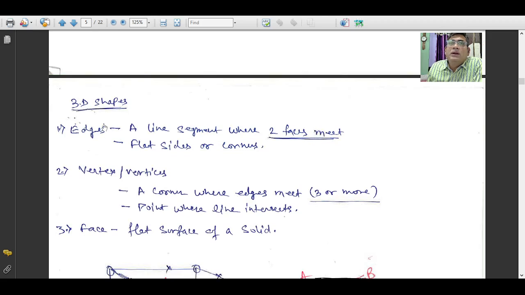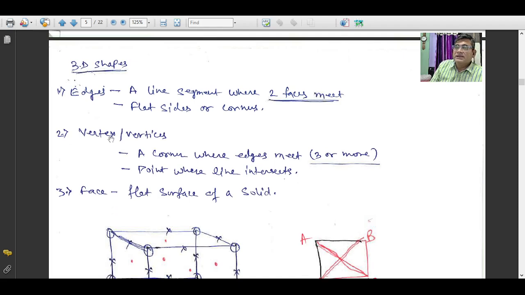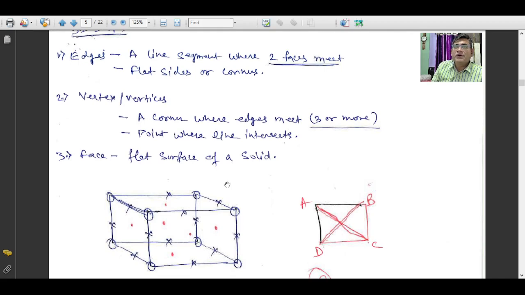Now 3D shapes. So edges are there. What is edge? A line segment where two faces meet. Flat sides of corner. I will give you an example. You have to remember this. Vertex or vertices, singular and plural form: a corner where three or more edges meet, the point where lines intersect. And face is a flat surface of a solid.